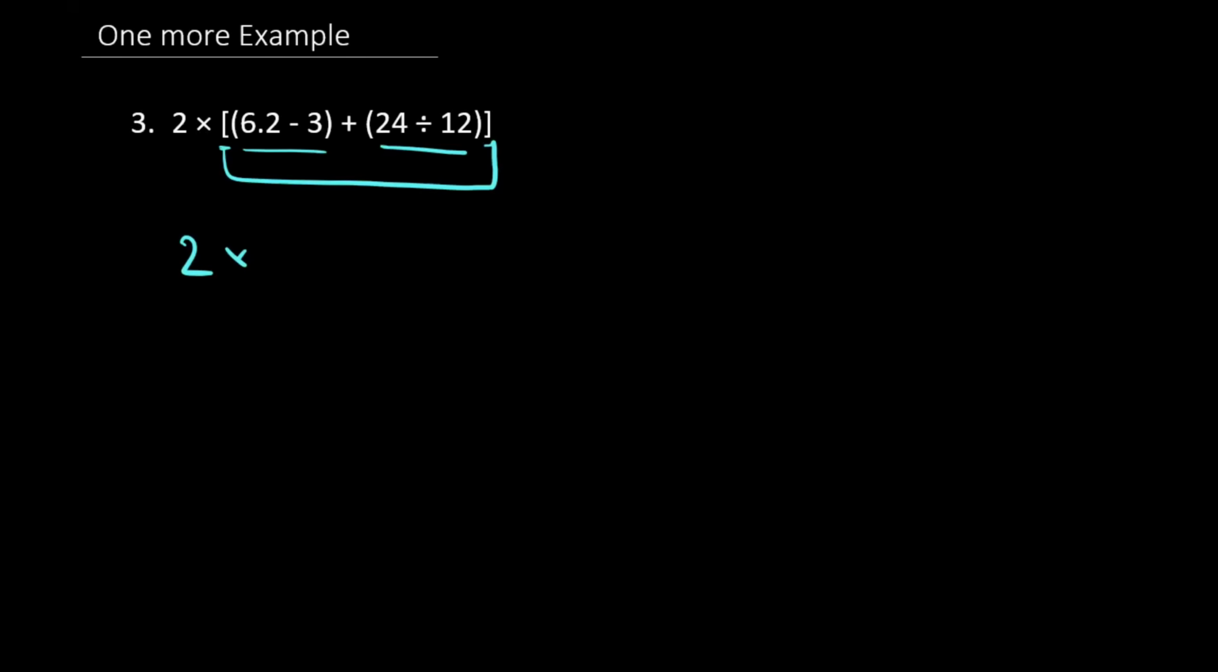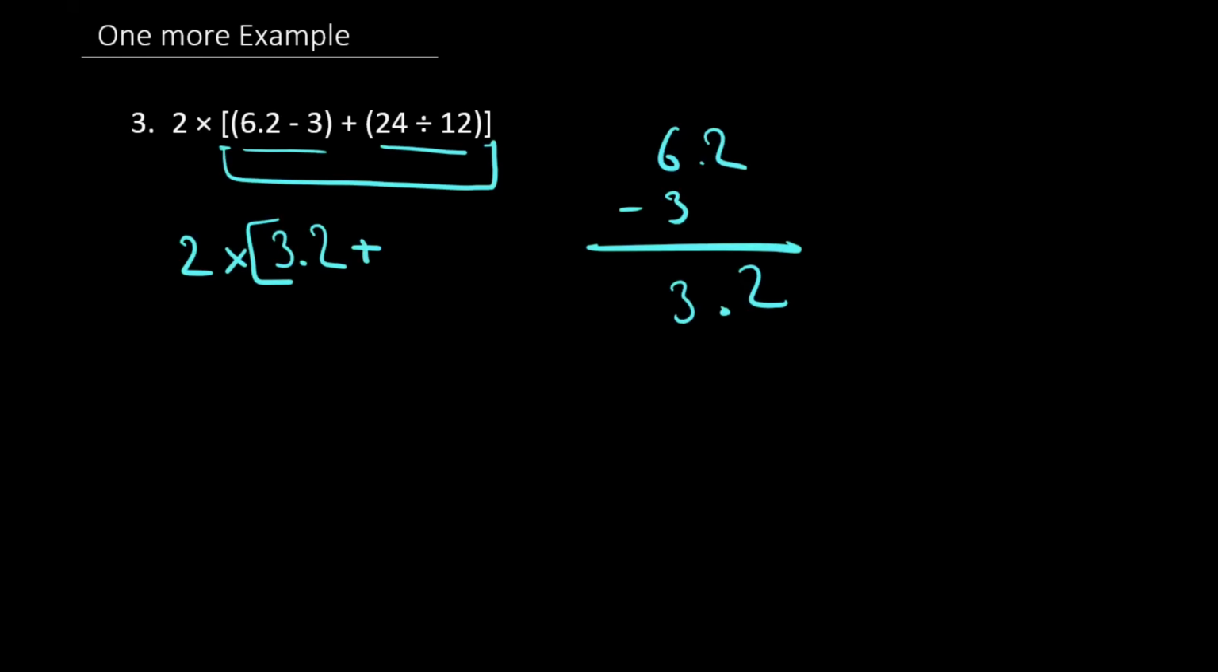So it will be 2 times, and we're going to do both of the parentheses at the same time. 6.2 minus 3. 2 minus nothing is 2, and then 6 minus 3 is 3, and then we put the decimal point there, and we'll be left with 3.2, and then we have to put the addition symbol. Now we do 24 divided by 12. We know that 12 times 2 equals 24, so 24 divided by 12 would be 2.